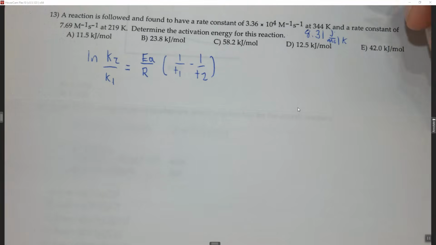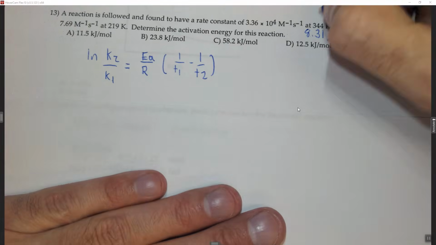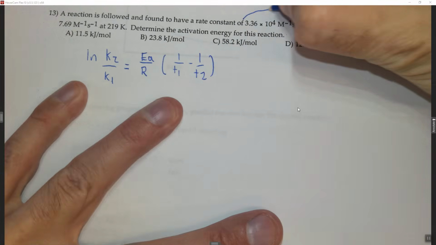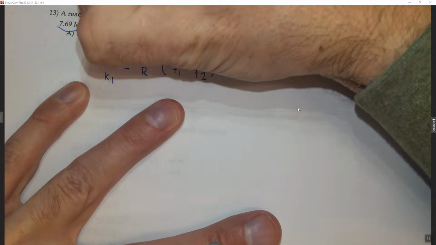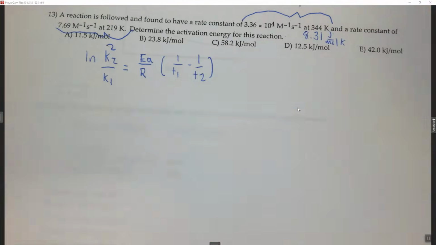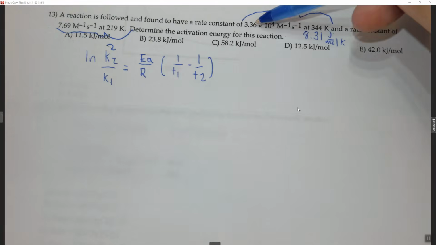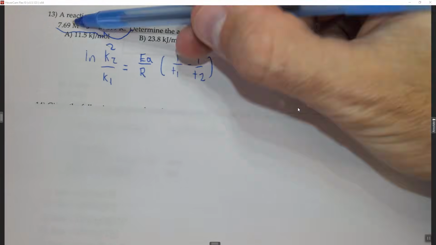So what are we going to do? Well, the first thing I usually do when I'm doing these kinds of problems to try to orient myself is pick a 1 and a 2. This is my 1 and this is my 2. Why do I do that? Because I know this one goes with this temperature and this one goes with this temperature.